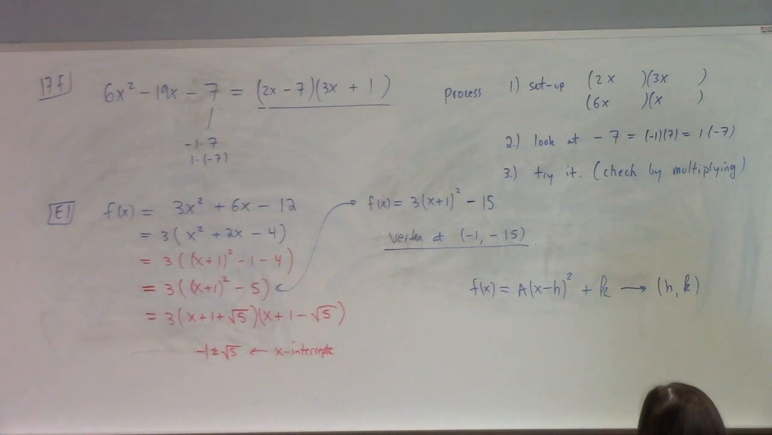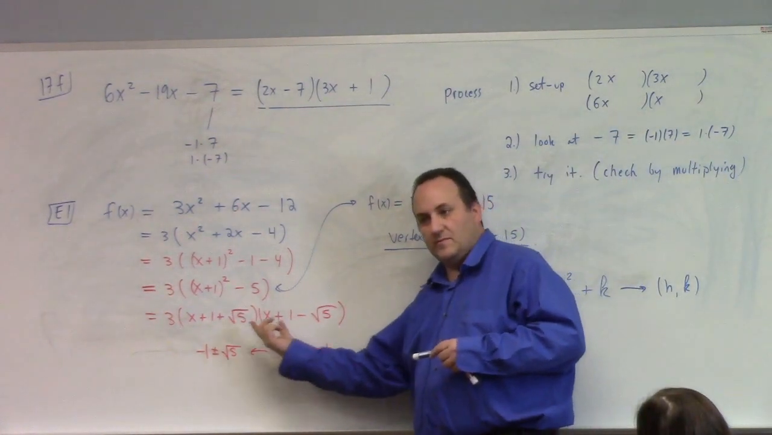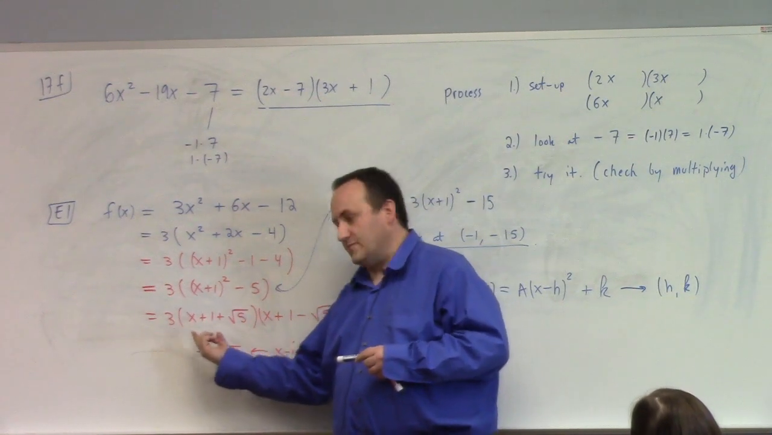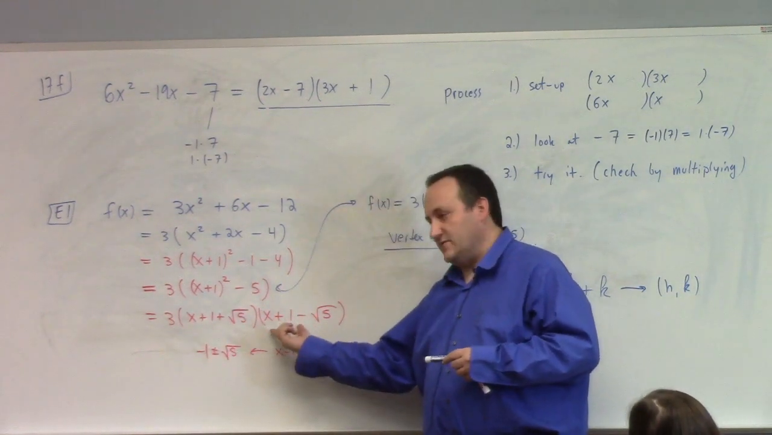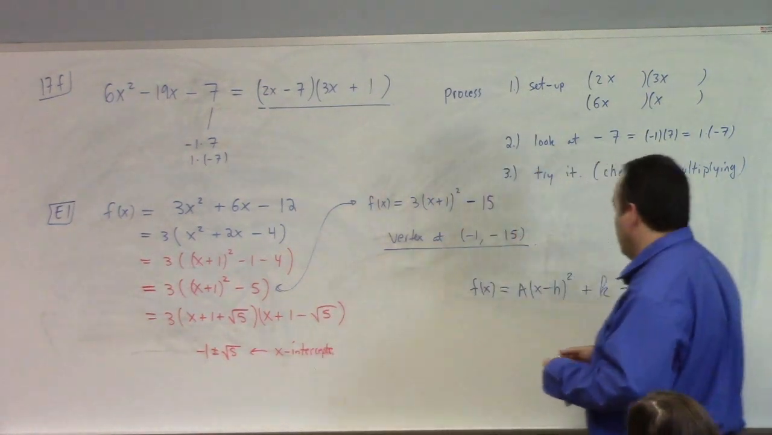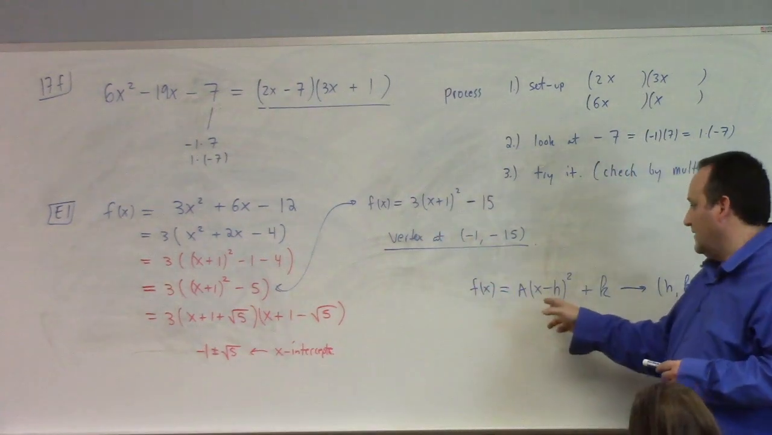Is that because that's the opposite of what's in the parentheses? Yes, exactly. So the x-intercepts are where these are 0. If I set this factor equal to 0, I get -1 minus root 5. If I set this one equal to 0, I get -1 plus root 5. But I'm talking about the vertex, like where it's x plus 1 squared. Yes, right.